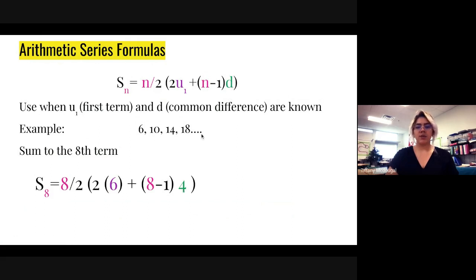And you can look at the sequence and see where I got all those numbers from, 6 being the first term, the common difference being 4. So I just took all of my variables, and I swapped them out for their known numbers. And then I put that into my calculator, and I get that the sum of 8 terms is 160. Okay, so that's one formula. I like to refer to this formula as the long formula.